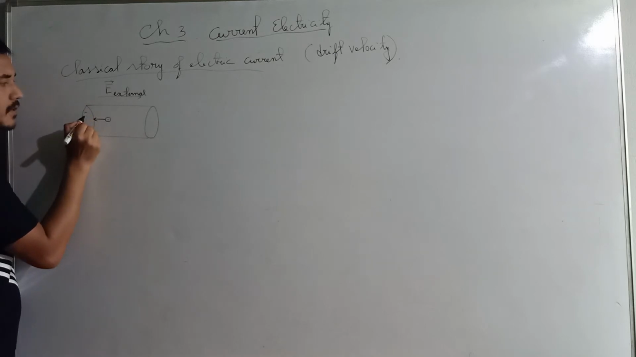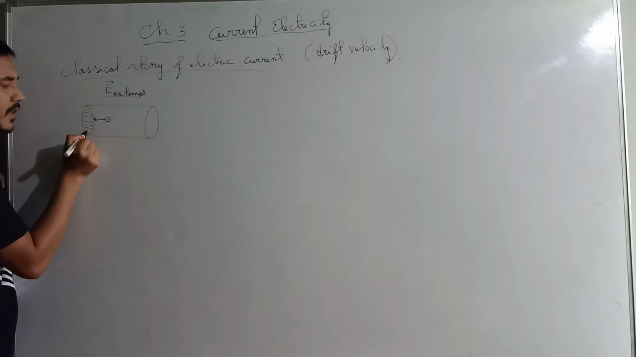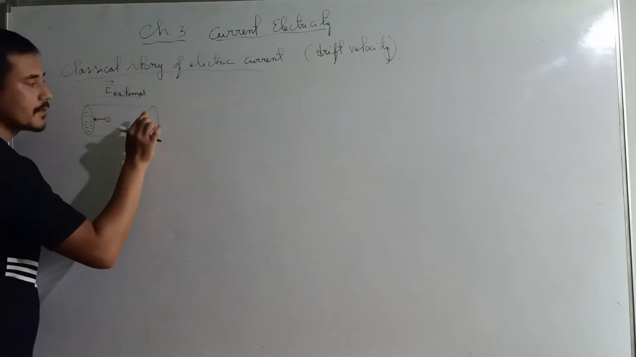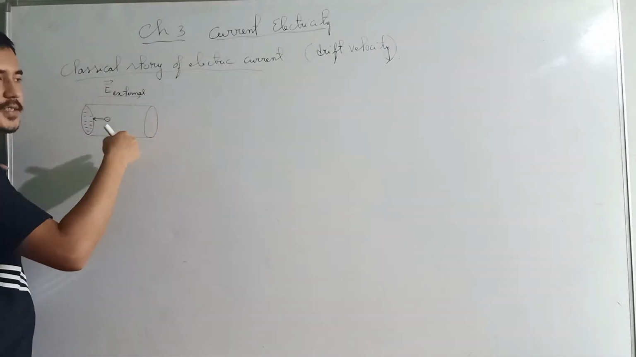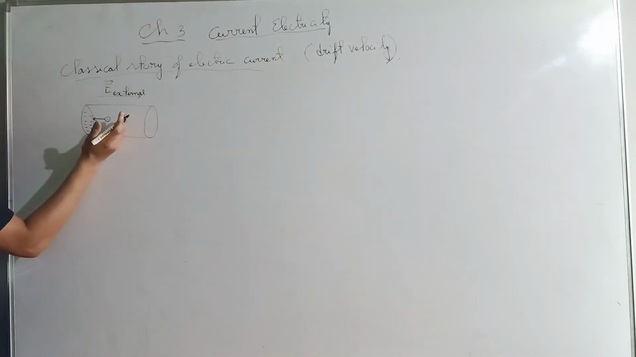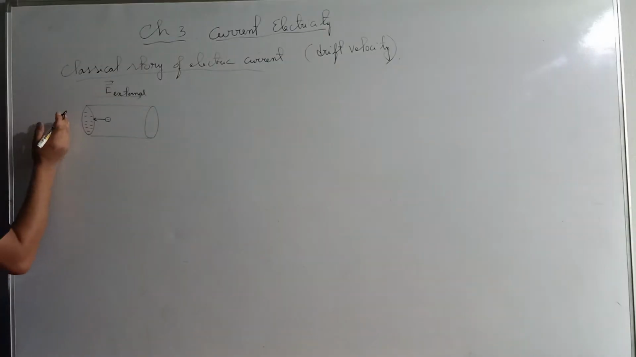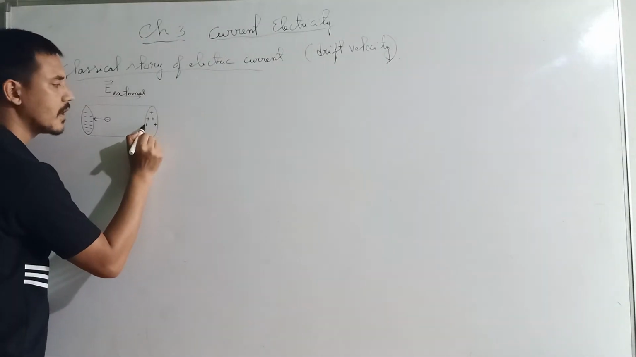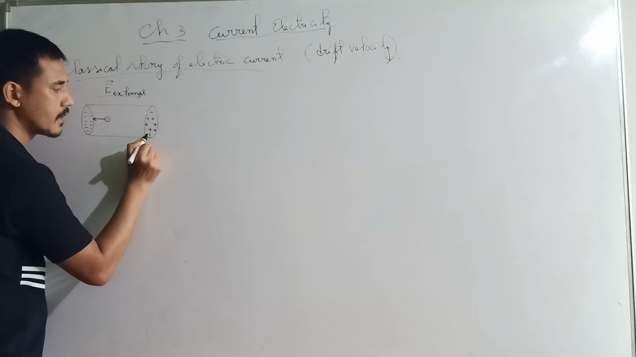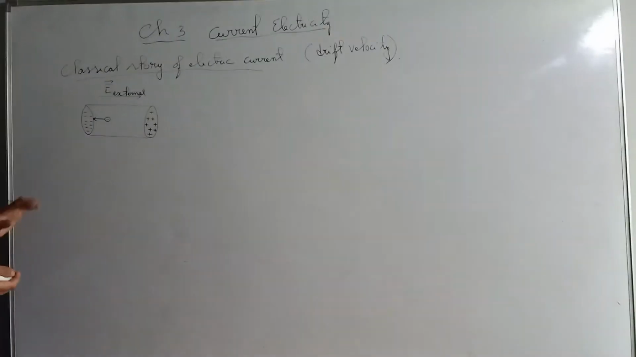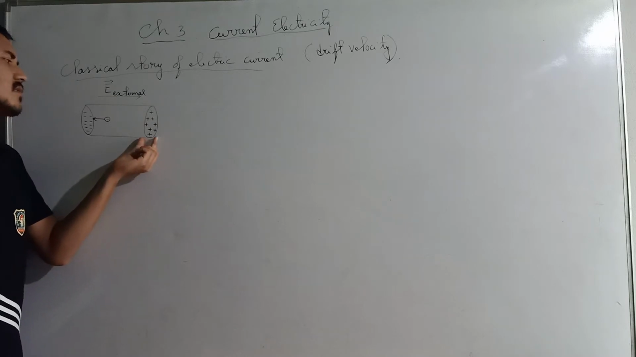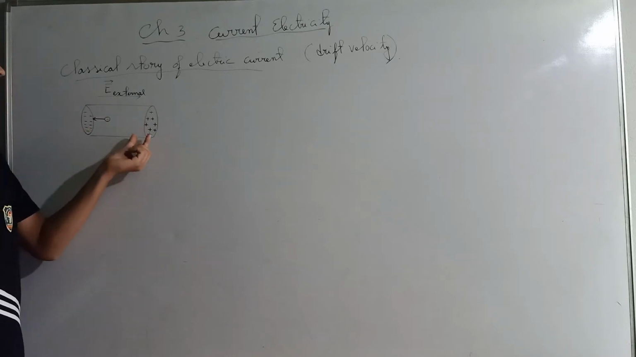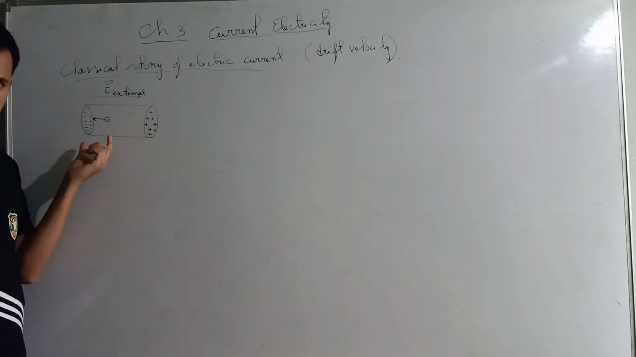Okay, so the electrons accumulate at this end of the conductor. Now this end of the conductor has a lack of electrons because the electrons have already moved towards the other end. So the positive charges appear on this end of the conductor. So when an external electric field is applied, induced charges appear on the opposite ends of the conductor.